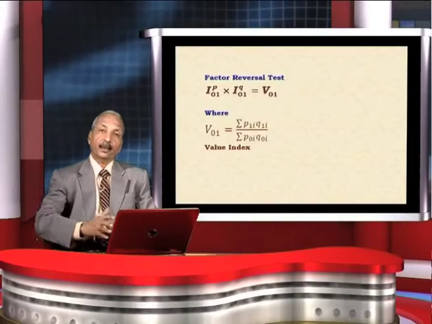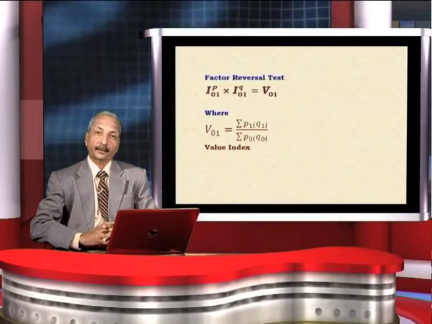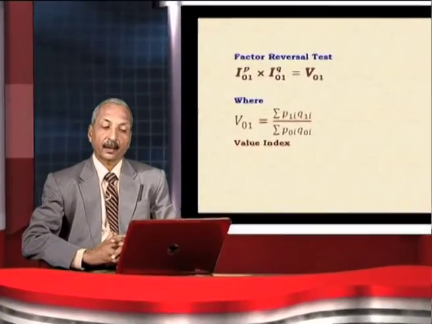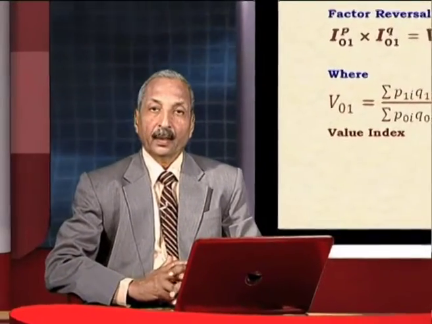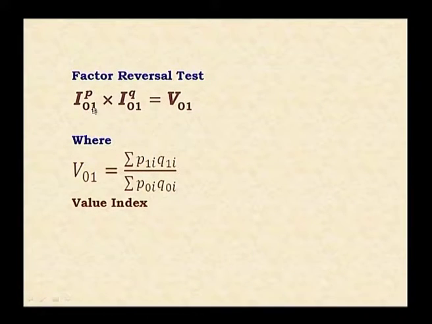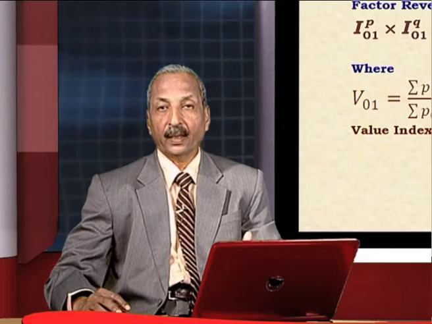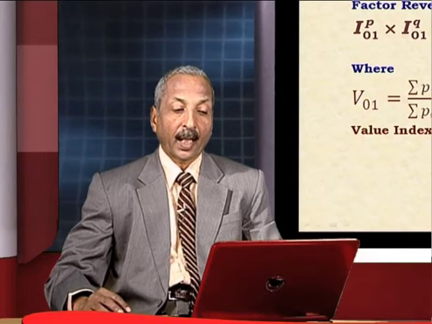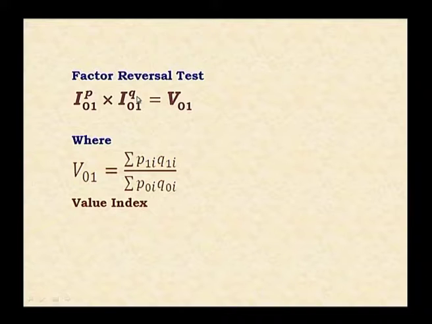Now, we shall discuss the other criteria, that is the factor reversal test. This criteria is given by this equation, that I01P times I01Q is equal to V01. Here I01P denotes the price index number using any one of the formulas which we have discussed, and I01Q denotes the quantity index using the same formula.